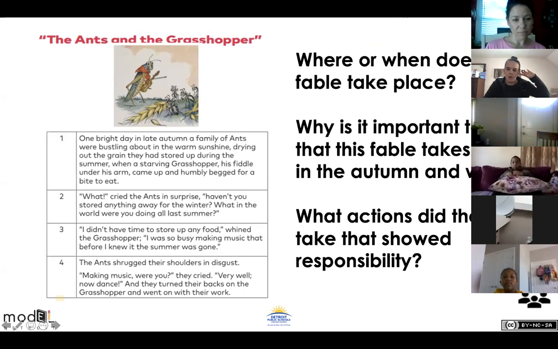Maybe we should read it one more time, Miss Ishala. I'd love to. And everyone think what the problem is. We know the characters, we know the setting, but what is the problem? Think about it.